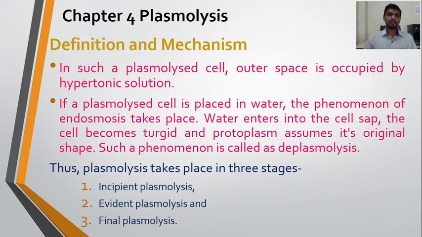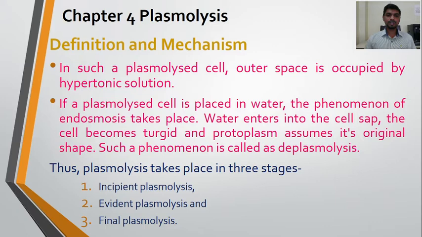So if a plasmolysed cell is placed in water, as you know, the phenomenon of endoosmosis takes place. So what happens in endoosmosis? Water from the external solution enters into the cell sap. When the water enters into the cell sap, the cell becomes turgid and the protoplasm assumes its original shape. This phenomenon is called deplasmolysis.